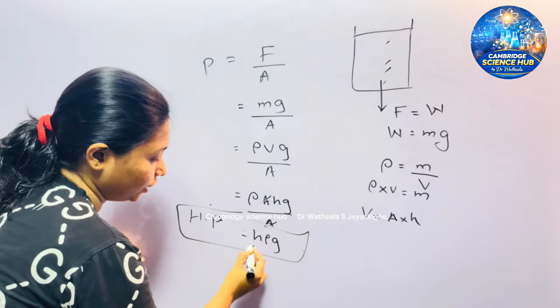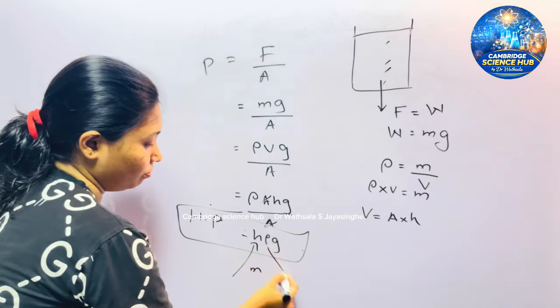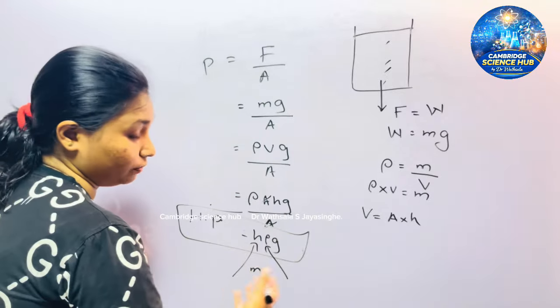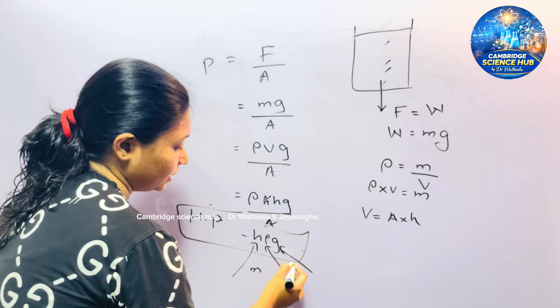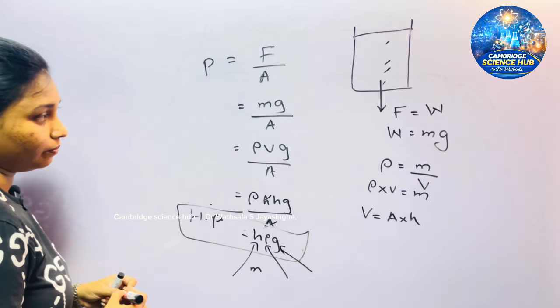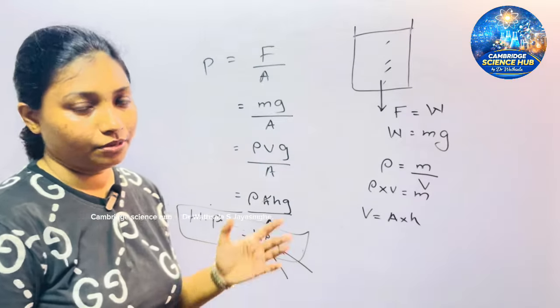h means height, it should be measured in meters. Rho means the density of the particular liquid. g is gravity. Okay, that's the thing. So this idea must be there.